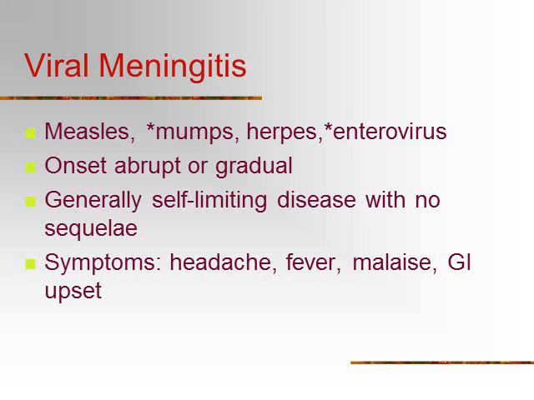Okay, so viral can be caused by measles, mumps, herpes, enterovirus. It can be abrupt onset or gradual, and it's generally a self-limiting disease, and most of the time they don't have any complications afterwards. The symptoms are similar to the other ones, with headache, fever, malaise, and GI upset.